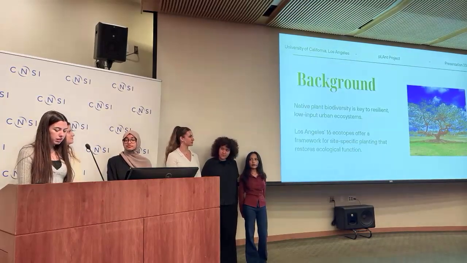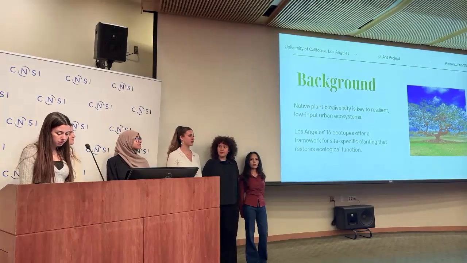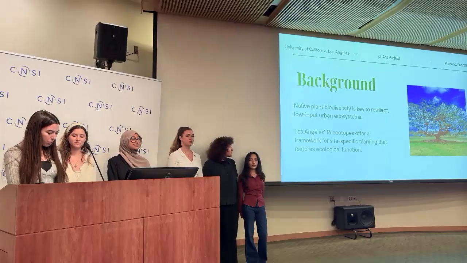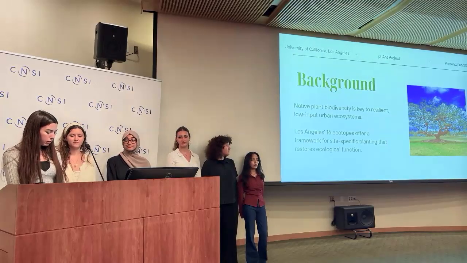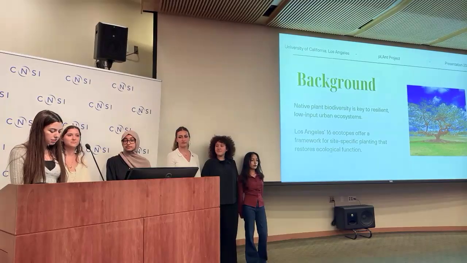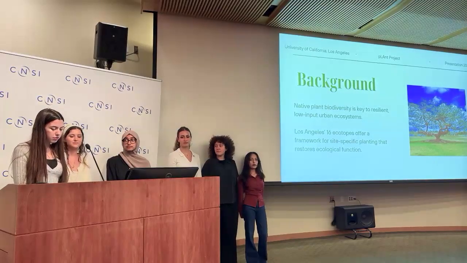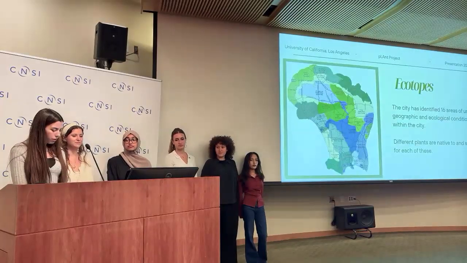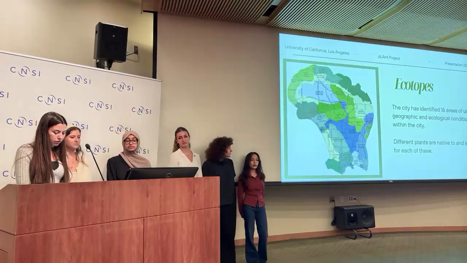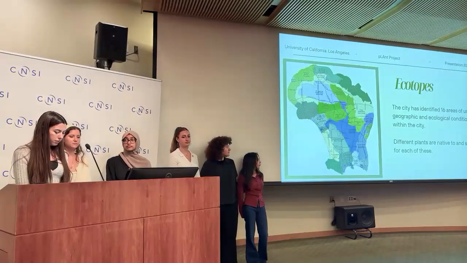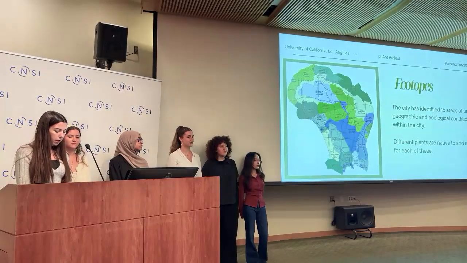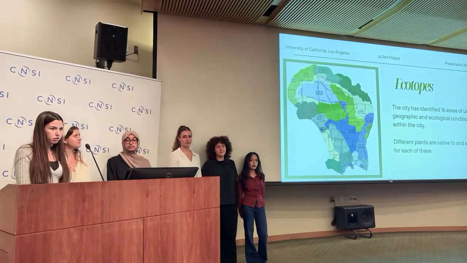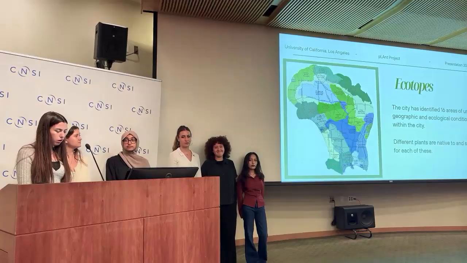So LA is a biodiversity hotspot with over 4,000 native species, but urbanization has fragmented the habitats here. Native plant biodiversity is key to resilient, low-input urban ecosystems, and LA's 16 ecotopes offer a framework for site-specific planting that restores ecological function. So what is an ecotope? We define it as a distinct geographic and ecological zone defined by its environmental conditions such as soil type, microclimate, plant species, and landforms.